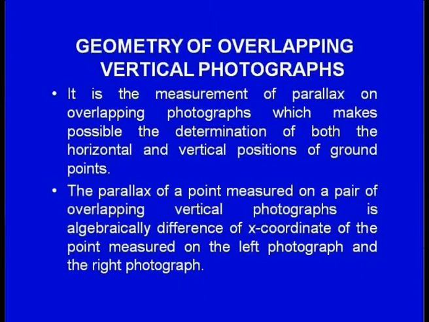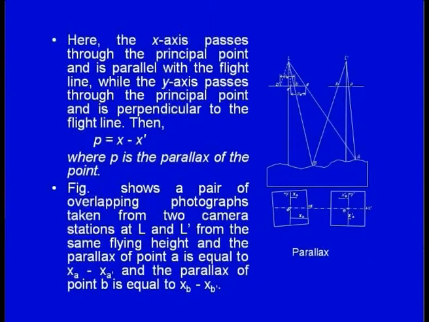The parallax of a point measured on a pair of overlapping vertical photographs is the algebraic difference of the x coordinate of the point measured on the left photograph and the right photograph. Here the x axis passes through the principal point and is parallel with the flight line, while the y axis passes through the principal point and is perpendicular to the flight line. Then p = x - x', where p is the parallax of the point.